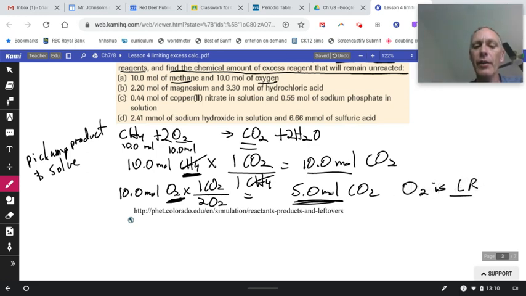Another way to think of it is once all of the oxygen is used up, we've made 5 moles of CO2, the reaction is done. We can never get to 10 moles of CO2 because at 5 moles, all of the oxygen is gone. So our O2 is our limiting reagent, and the methane is in excess.